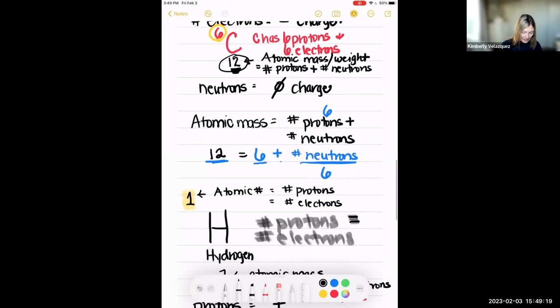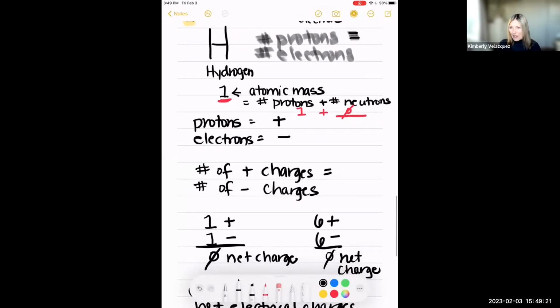So hydrogen just has one proton in the nucleus. It doesn't need a neutron to separate another proton. So hydrogen is the only element on the periodic table that does not have a neutron.